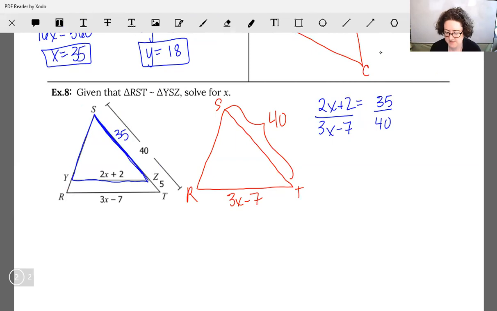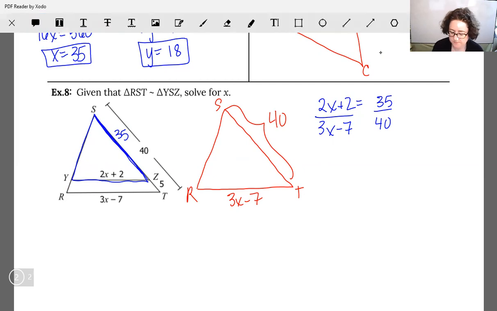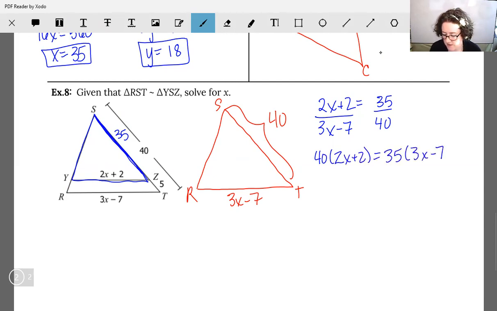So let's go ahead and solve this out. Cross multiplying, I'm going to do, oops, let me get the blue. I know it's a little easier to see. So we're going to do 40 times 2x plus 2 equals 35 times 3x minus 7. That's another way that you can check your work. If that second step, when you write out what you're cross multiplying, if that matches up, even if your proportion doesn't, then you still know you had a correct setup.